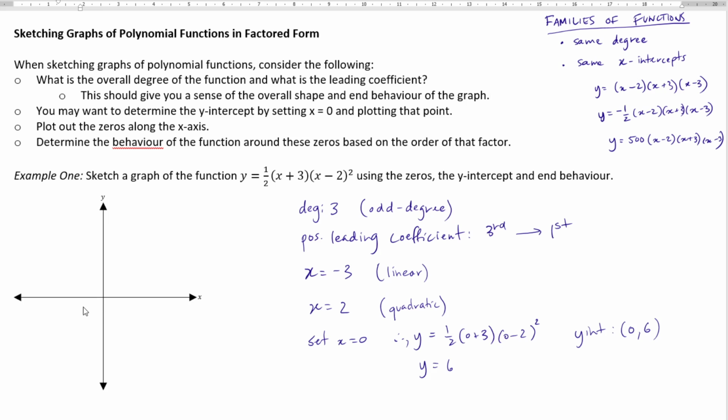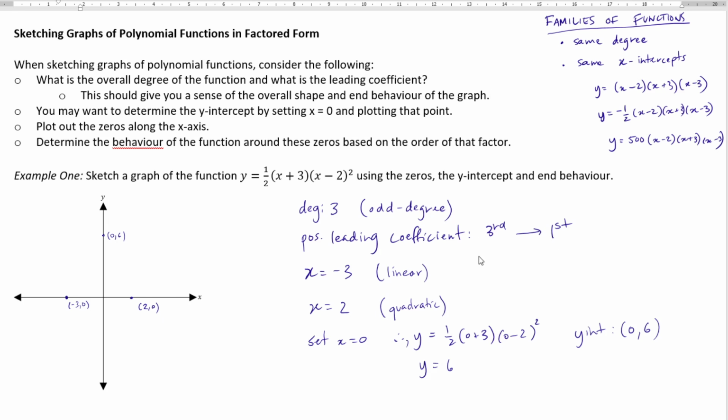So now I'll just plot these, and as you can see I don't have a grid, so I'm just going to do an estimation here. I've got x is equal to negative 3, and I'll write that in right there. That's equal to (-3, 0). And then I've got my y-intercept, which is (0, 6), so I'll put that up here. And then I'll also find my third zero, which was x is equal to 2. I'll approximate that right here. That's equal to (2, 0).